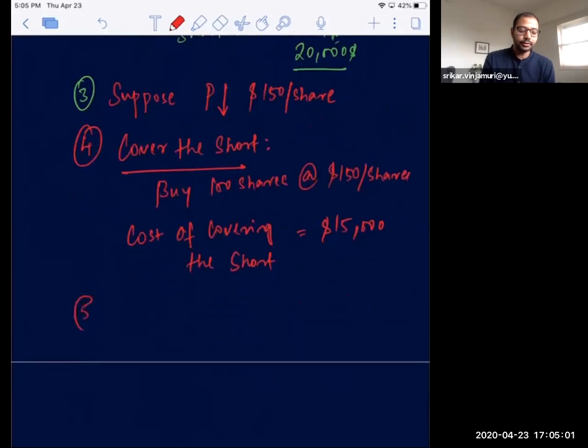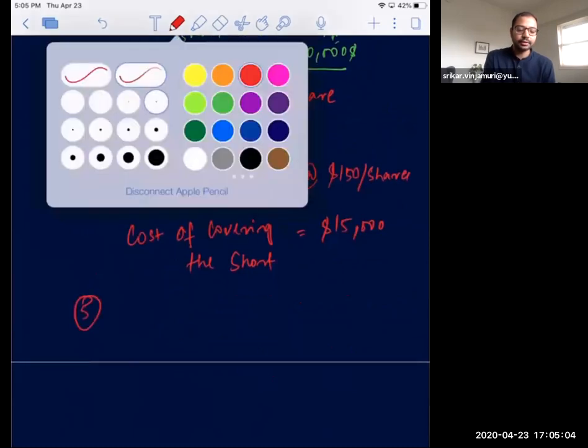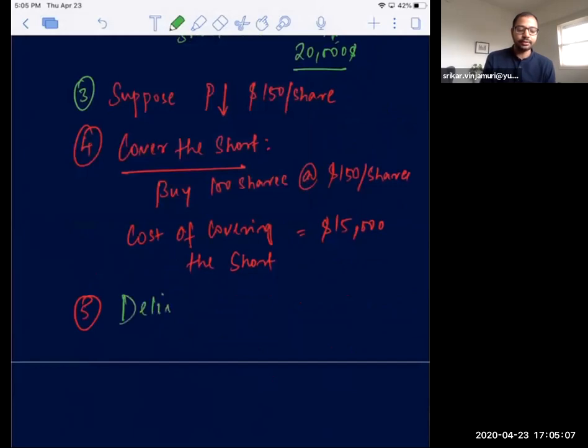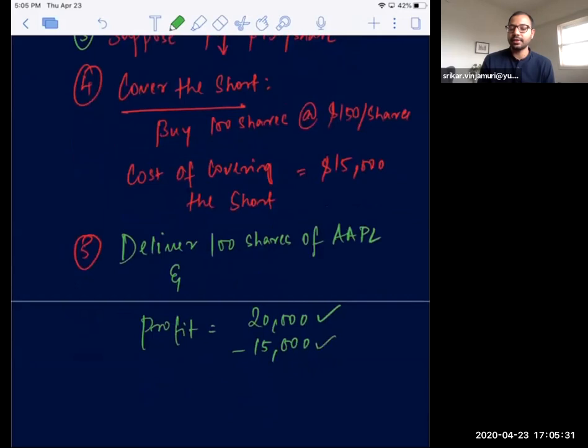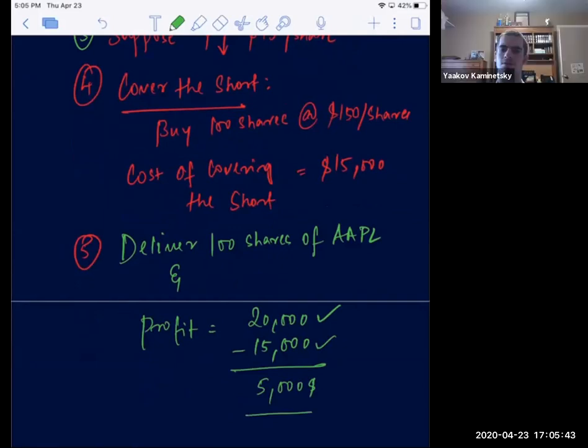Okay, and the last thing you would do is that when the short contract expires, you would go to your friend and deliver the 100 Apple shares that you borrowed. And the profit to you is the $20,000 minus the $15,000. You sold it for $20,000 initially when the price was $200. You bought that same position back at $15,000. So the profit from this entire trade is $5,000. Okay. So this is basically how you execute a short in the market.